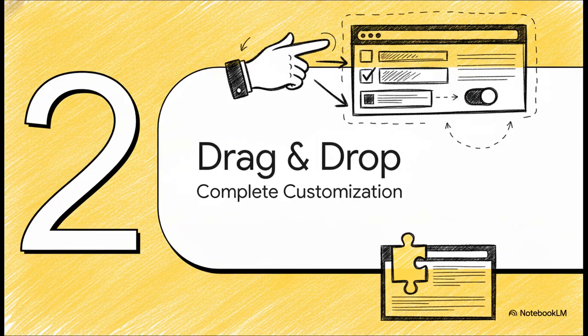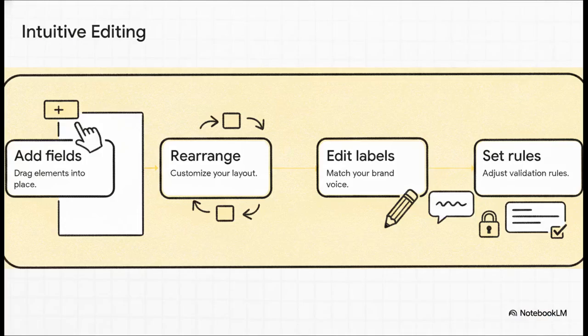Step 2, drag and drop customization. Now, getting 90% of the way there is amazing, but you still need that final 10% of personalization, right? This is where the drag and drop builder comes in. The whole process is incredibly intuitive and gives you total control. You want to add new fields? Just drag them right into place.